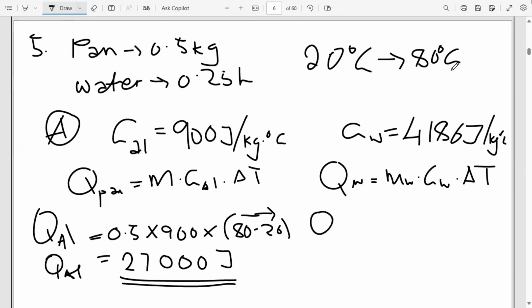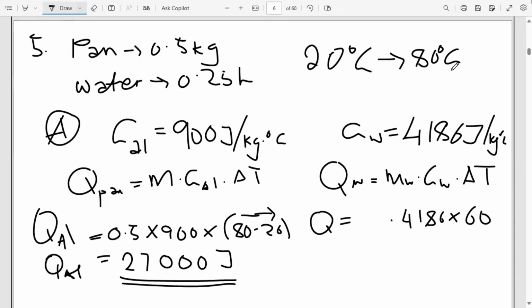Let's go to the water. This will be equal to the mass of the water. Do we know the mass of the water? Have we been given the mass of the water? Okay, we haven't been given the mass of water. So what are we going to do? We're supposed to find the mass of the water first, before you start doing anything, but we have a 4186 here multiplied by 60 also as usual.